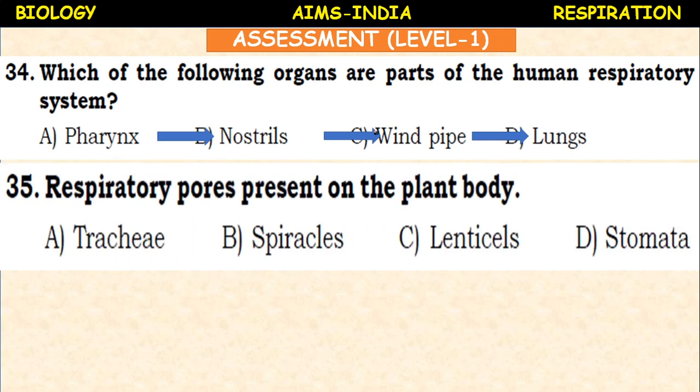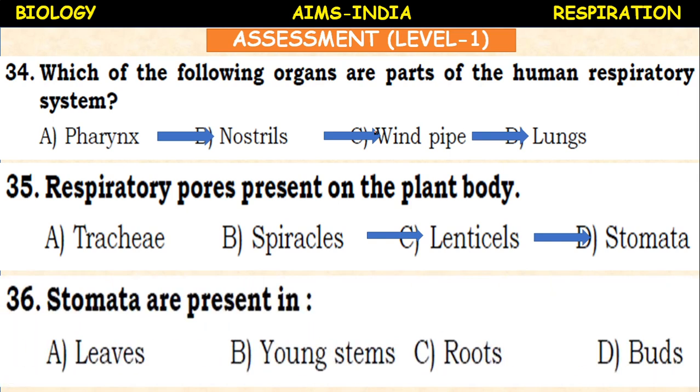Respiratory pores present on the plant body. What are the respiratory pores? They are nothing but lenticels, stomata, through which the air enters into the plant body. Stomata are present in leaves, young stems, roots, buds. They are present in the leaves, no doubt, and also in the young stems.